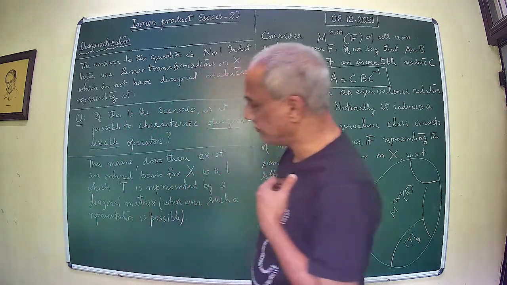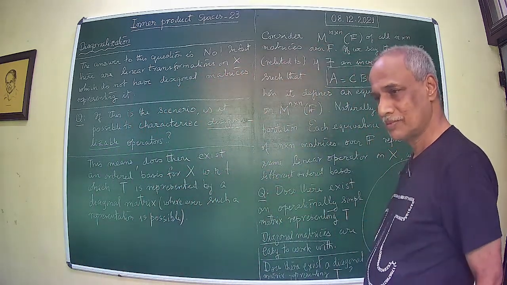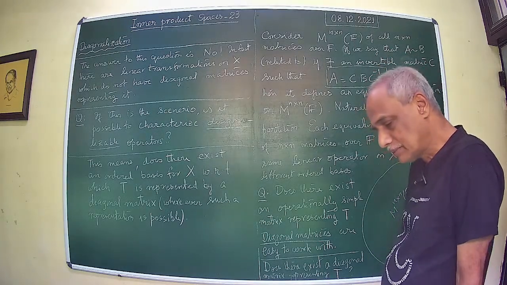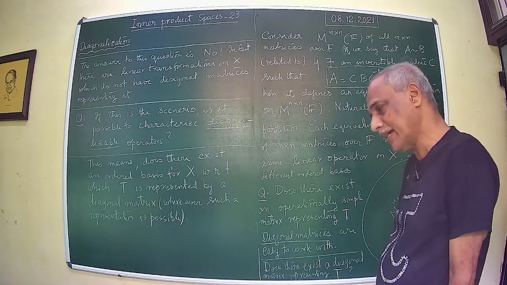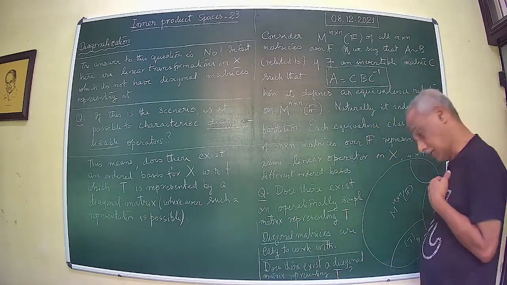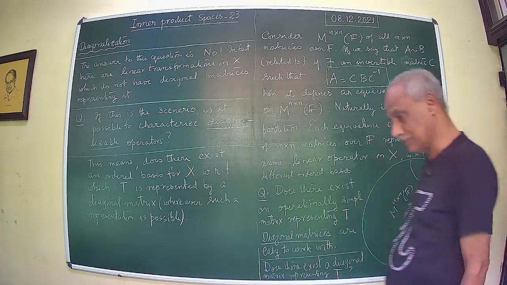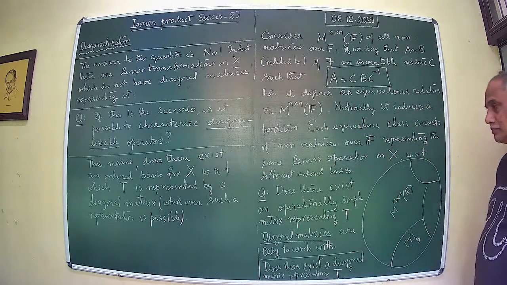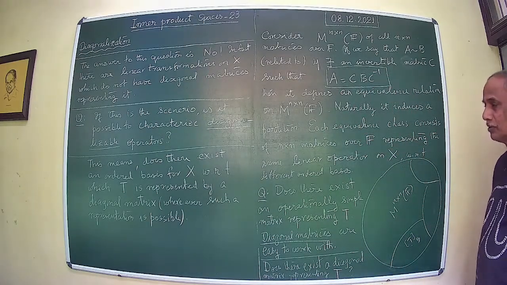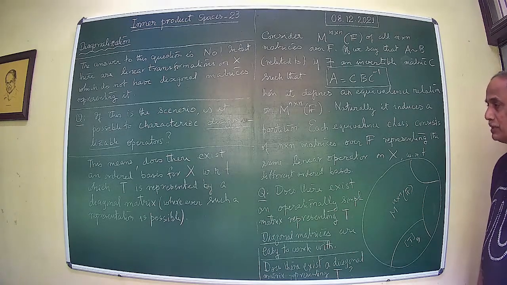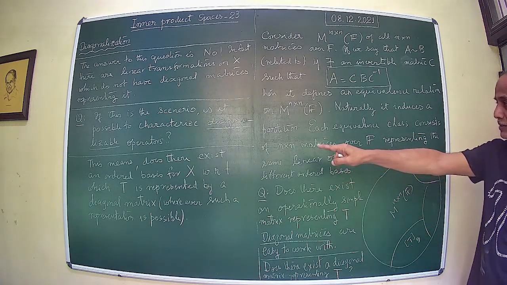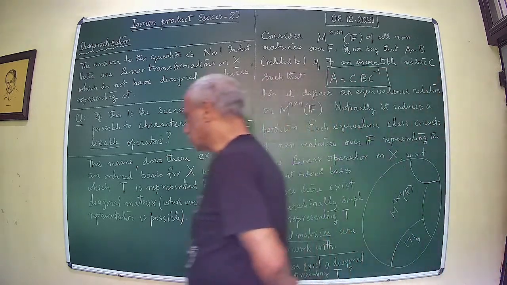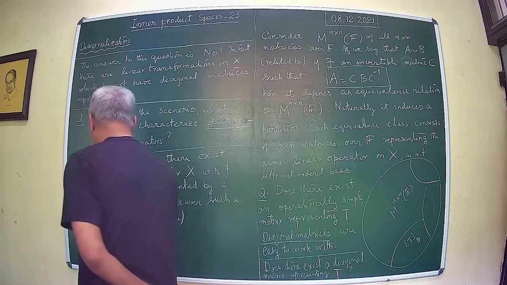See, this is an inverse problem. So here the problem is this. Now you want T to be represented by a diagonal matrix, if it is possible. So that's a main question. Is it possible? If so, how to get hold of this? The problem is to get hold of an appropriate ordered basis for X.